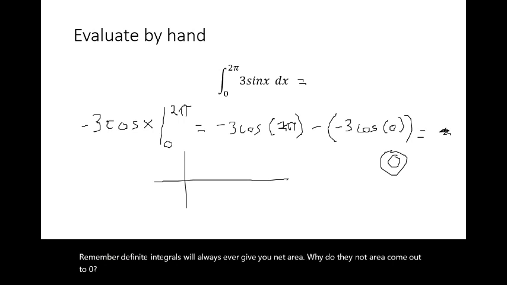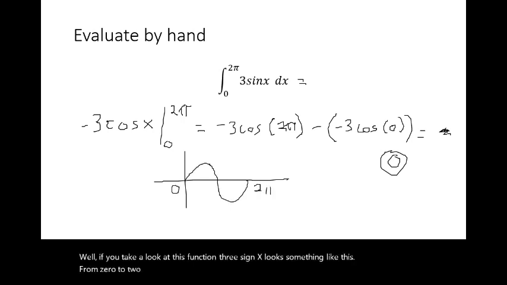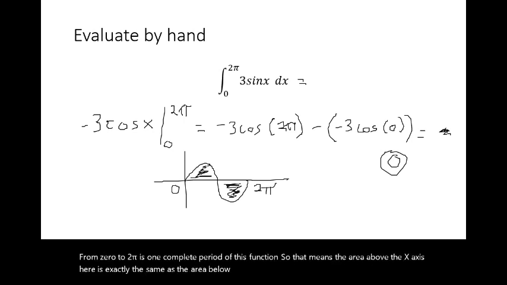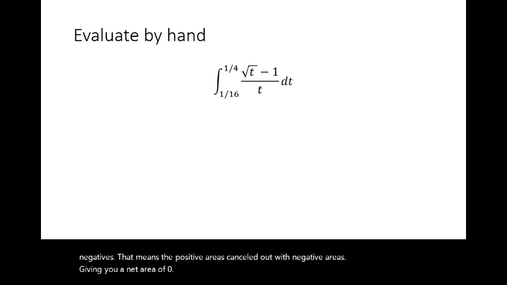Well, if you take a look at this function, 3 sine x looks something like this. From 0 to 2 pi is one complete period of this function, so that means the area above the x-axis here is exactly the same as the area below the x-axis here. Since areas below the x-axis count as negatives, that means the positive areas canceled out with the negative areas, giving you a net area of 0. So just keep in mind that integrals always give you net area.